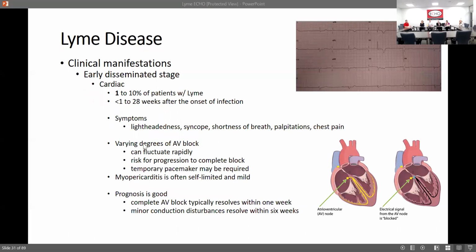I mentioned the carditis already. As part of the early disease, tends to be a few weeks in, you can get heart block, present with syncope or near syncope or cardiac manifestations. The good news is it goes away. The bad news is sometimes you have to spend time in the hospital with a temporary pacemaker, but it goes away.